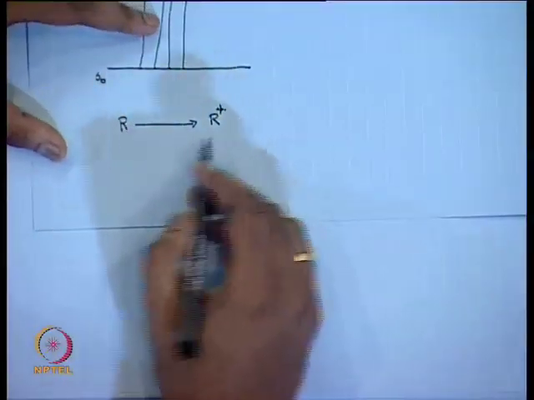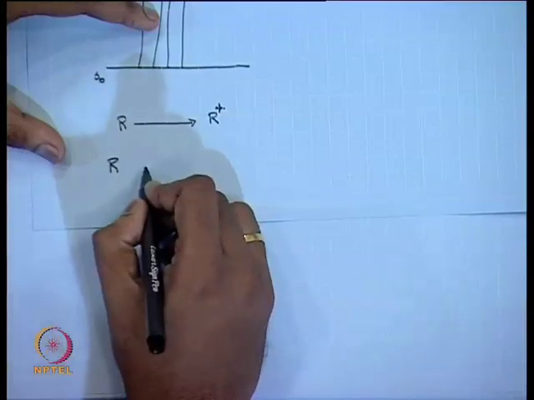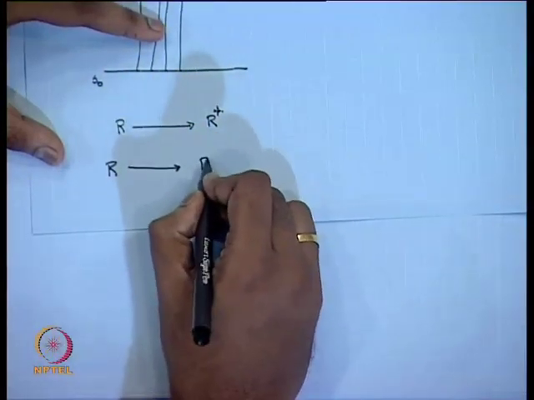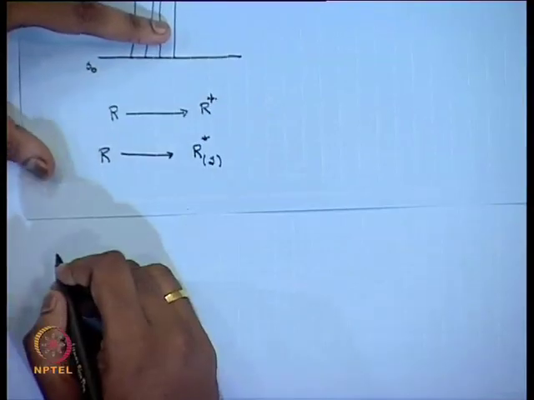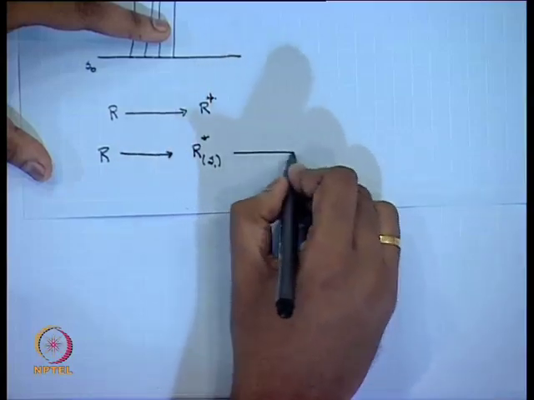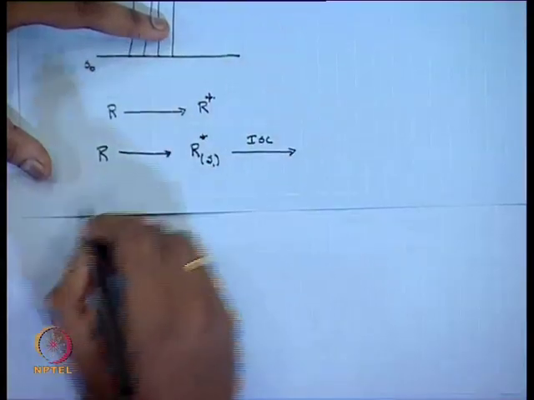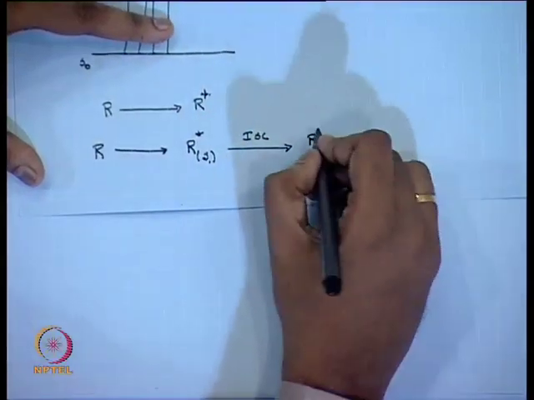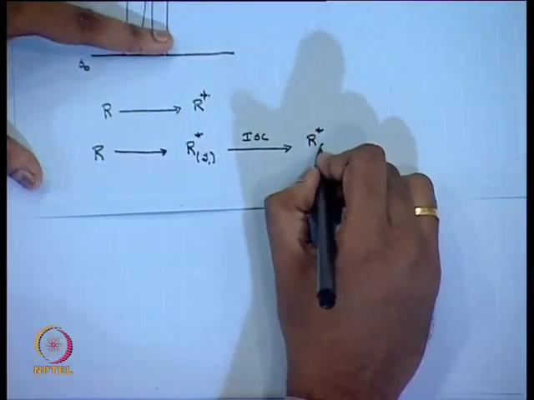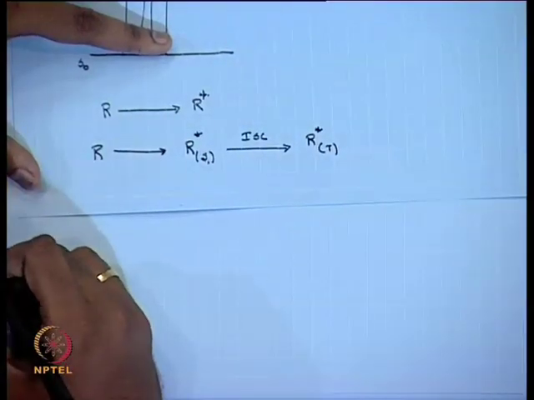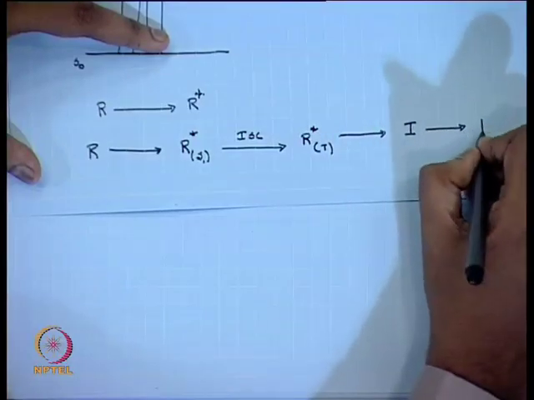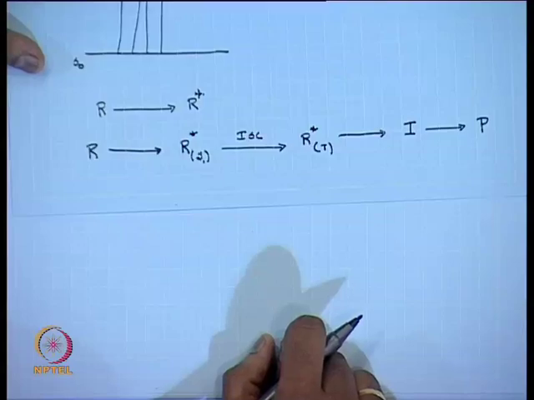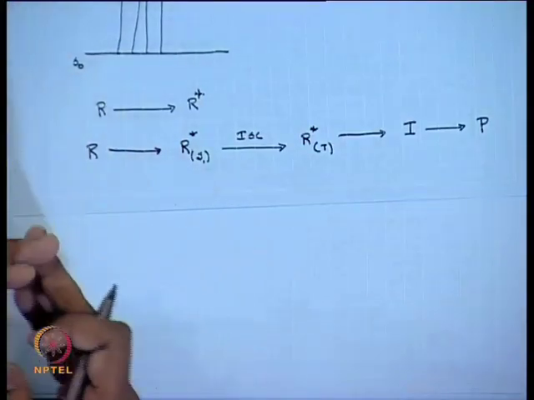So, from R to R star, can I write it like this now? I get my R, I get my R star, which will be my singlet, S1, and then it undergoes intersystem crossing to give me my R star triplet, and this will give me the I, which gives you the P. So I have just now expanded that schematic representation.